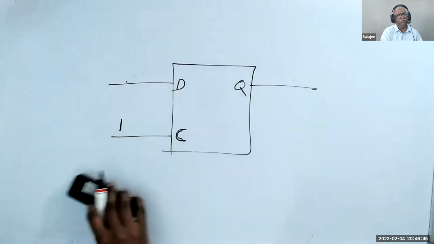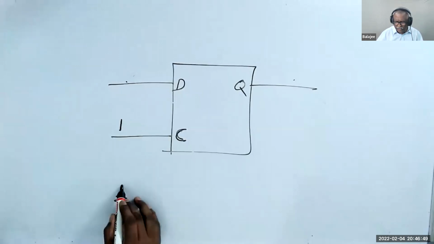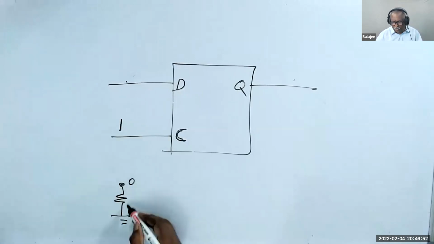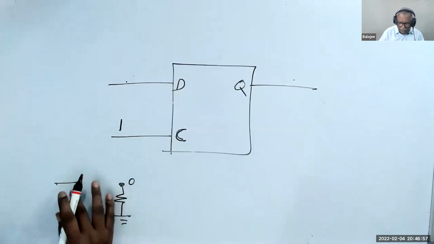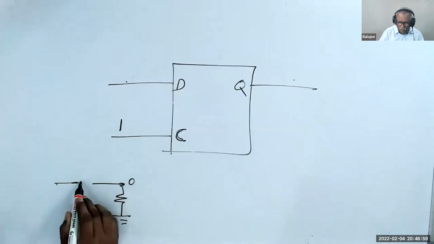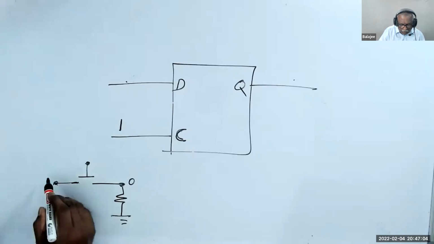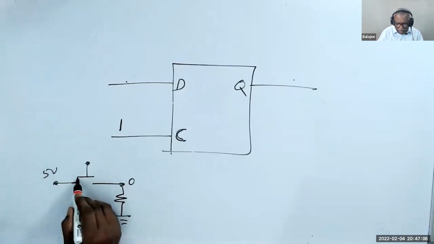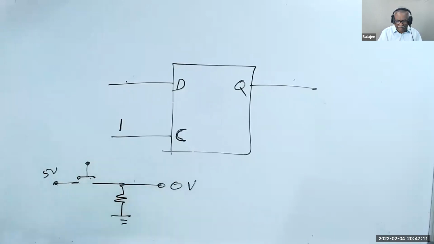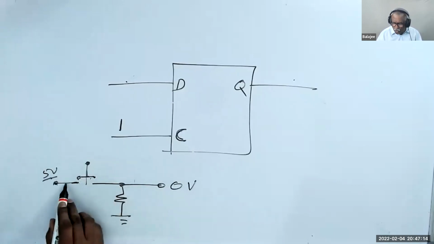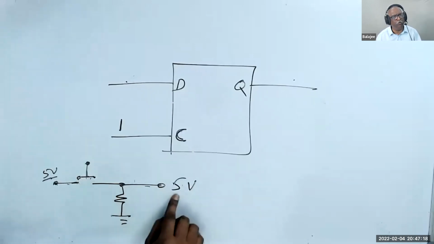Let us assume that I have a resistor connected to ground. So this is 0 normally because there is no current. Now I have a switch. I have 5 volt. When I don't press the switch, this pin is 0 volt. The moment I press the switch, the 5 volt goes here, it becomes 5 volt.